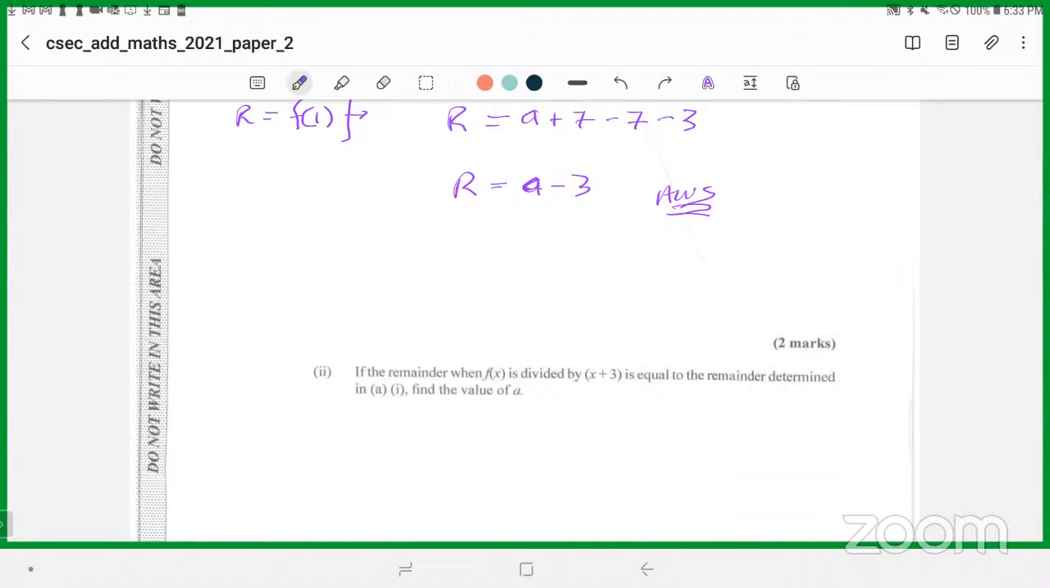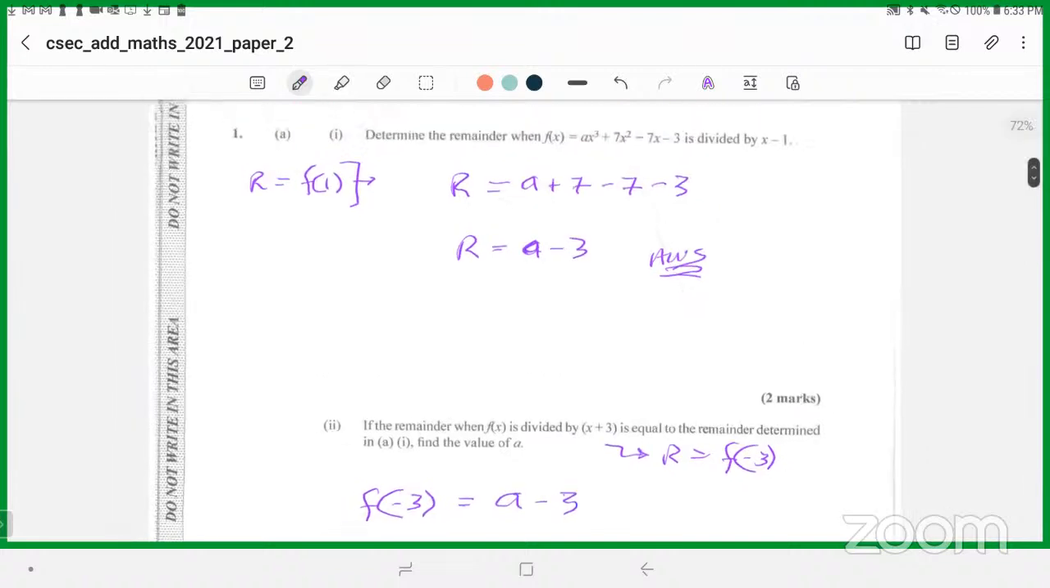They are saying that when you divide now by x plus 3, the remainder is the same as we got above here. Same thing. So when you divide by this x plus 3, the remainder is going to be f of minus 3. All right. And so f of minus 3 is now equal to this a minus 3. So that's what we're going to set up. The f of minus 3 is going to be equal to the same remainder as above, a minus 3. All right. And then what is f of minus 3?